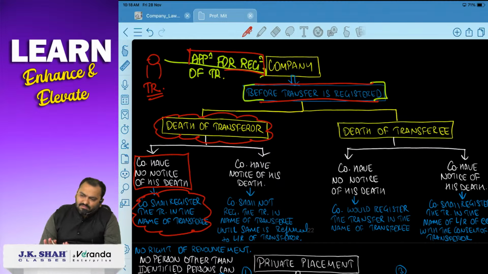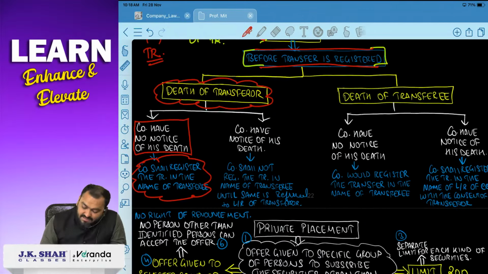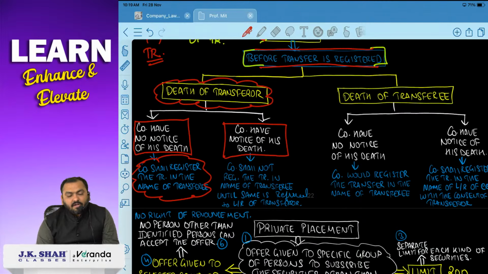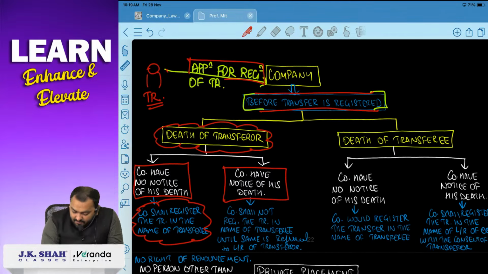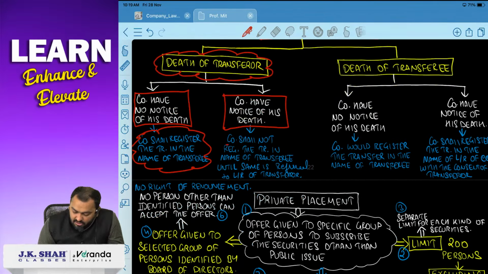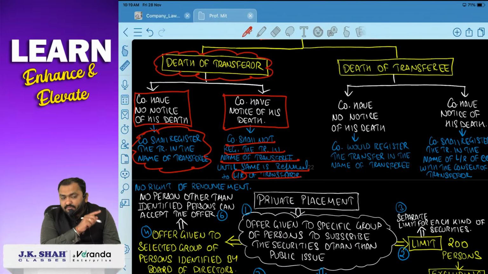First point is clear. Now, the next point is the company has received the application for registration of transfer. Before the transfer was registered, the transferor died, but the company has notice of his death. The company has received the application from the transferor and is now aware of the death also. Now what to do? Will the company register the transfer? The company shall not register the transfer in the name of the transferee until the same is referred to the legal representative of the transferor. Means here the company is going to reconfirm with the legal representative of the transferor.